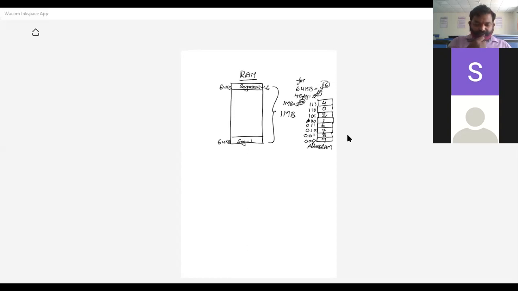You just see the concept here: 1 MB is nothing but 10 lakh 48,576 locations. Just see, this many memory locations, 10 lakh 48,576 memory locations, will be there in this 1 MB RAM.